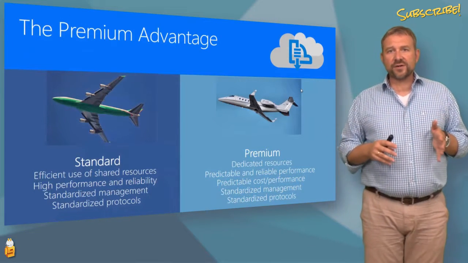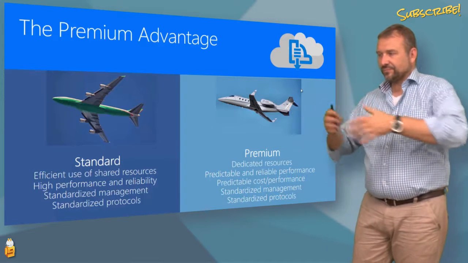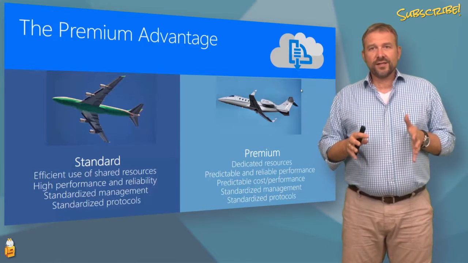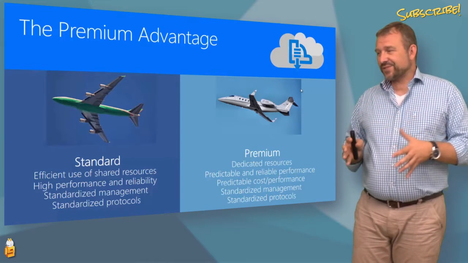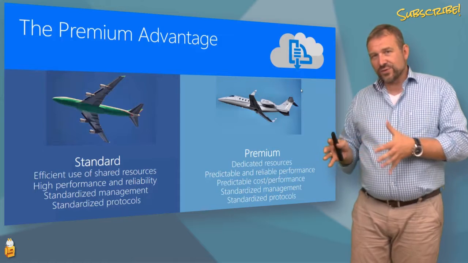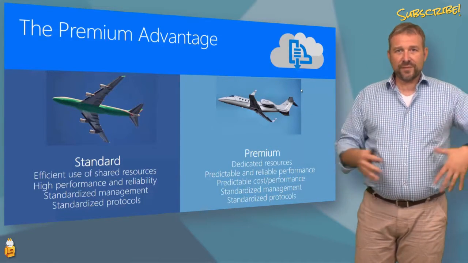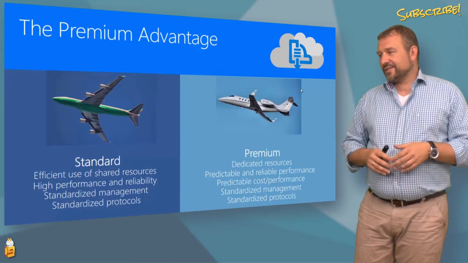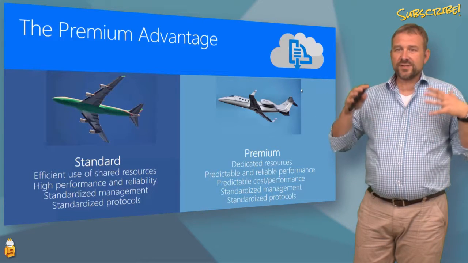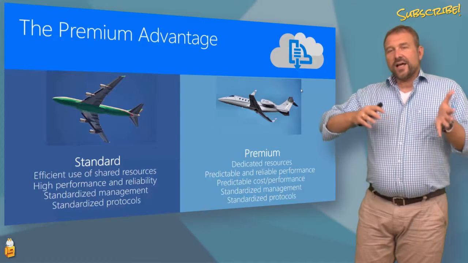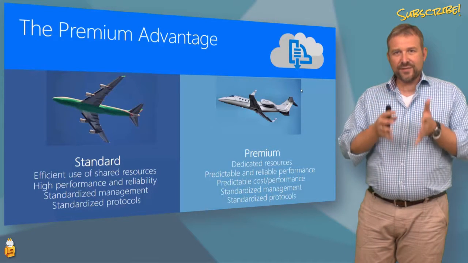So to draw a comparison, really, Standard is reliable. I have a jumbo jet here, and I'm a big fan of the jumbo jet. So I'm also a big fan of Azure Service Bus Standard. It's a very efficient use of shared resources. With the jumbo jet, 350 people can fly in a single jumbo jet. High performance reliability, standardized management, standardized protocols.